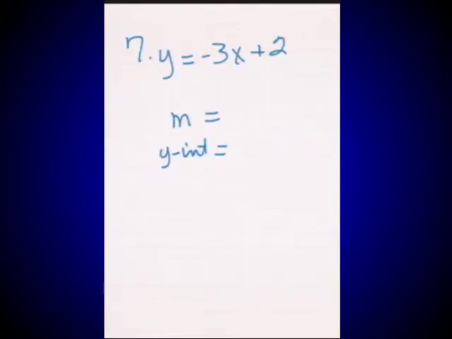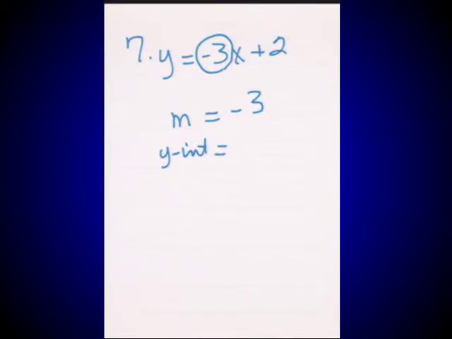Okay, in number 7, we are going to graph y equals negative 3x plus 2. First, our instructions are to find the slope. Remember, if it's solved for y, the slope is right here, the coefficient of x. So we have our slope, negative 3.